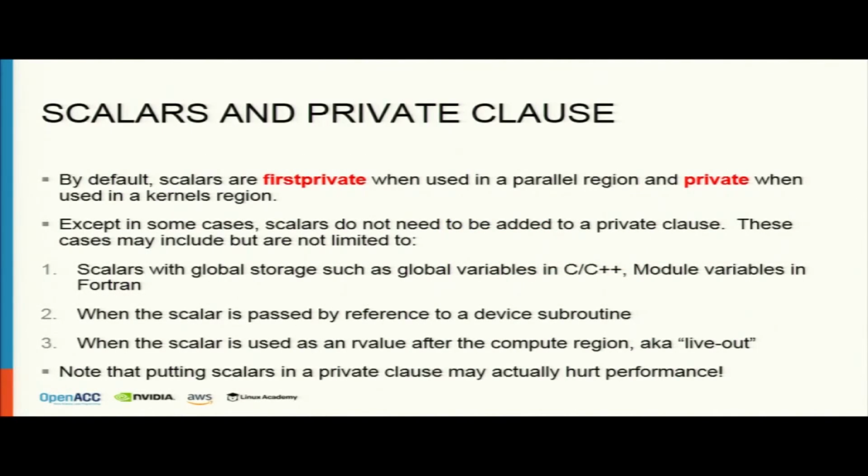So by default, the scalars are firstprivate when used in a parallel region, and private when used in the kernels region, right? Now this is something which is specific to PGI. In a GCC world, it may consider it as just private. OpenACC states that it needs to be private. So here PGI defaults to firstprivate when it's a parallel region, and when you use kernels, if you would have done the additional section in the first lab, it becomes private, right? So these are some of the notions that you can go through later on as well. I am going to share these slides with you.